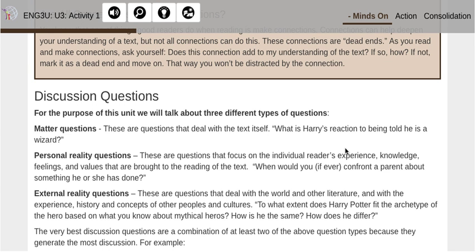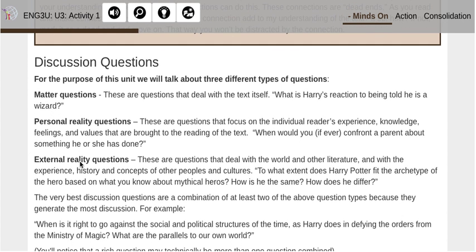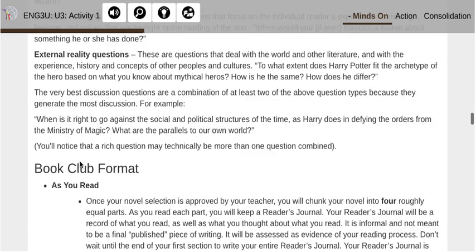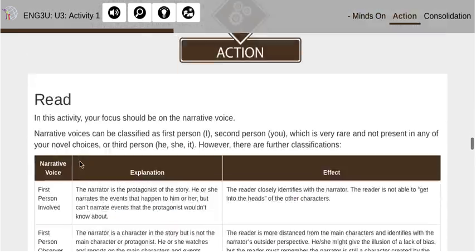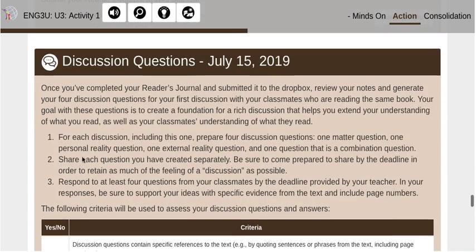Okay. So for today's discussion, you're going to have a discussion today, the 15th, one the 16th, one the 17th, one the 18th, right? These are the types of discussion questions that you're going to create, and this is going to be the same for all 4 discussions, okay? So you're going to create a matter question, a personal reality question, and an external reality question. So it tells you later on, I think it's down here. Let's go to the discussions. Here we go. Today's discussion tells you that you will submit one of each question and then one question that is a combination question. So you're going to post 4 questions, okay?